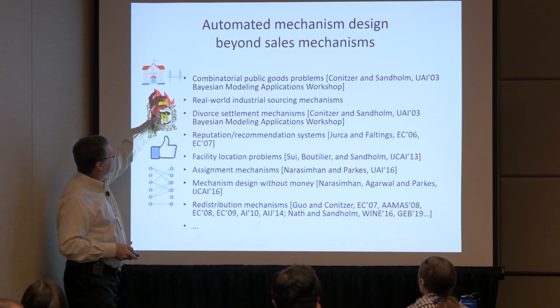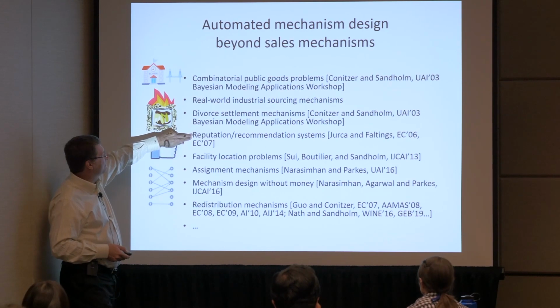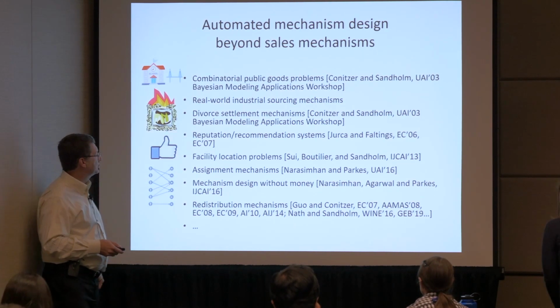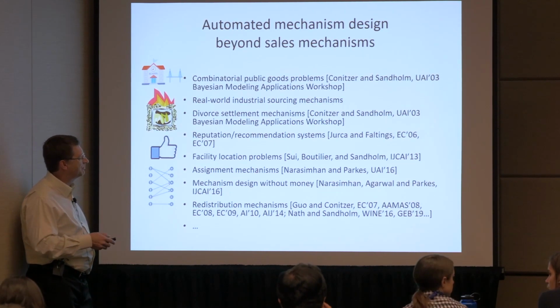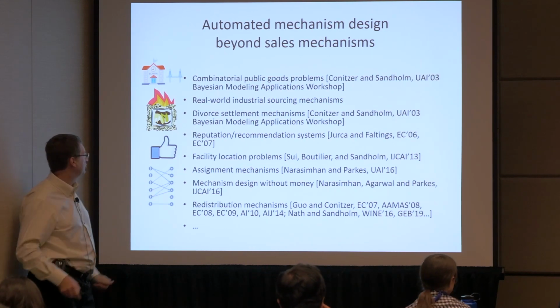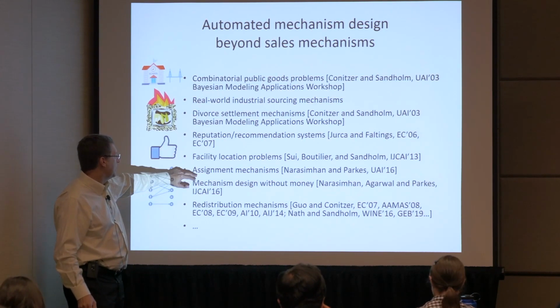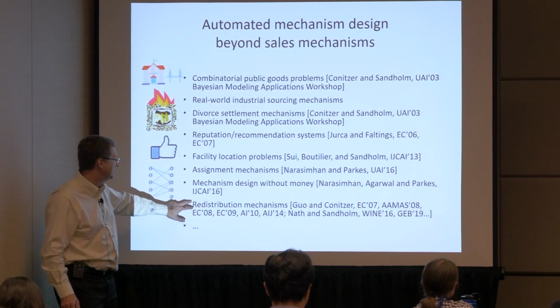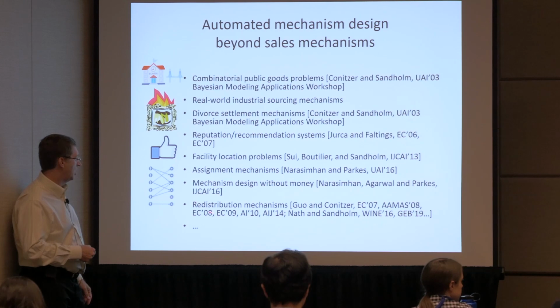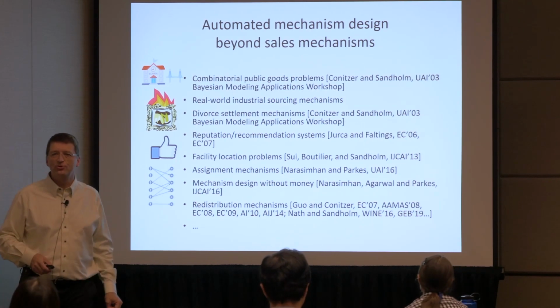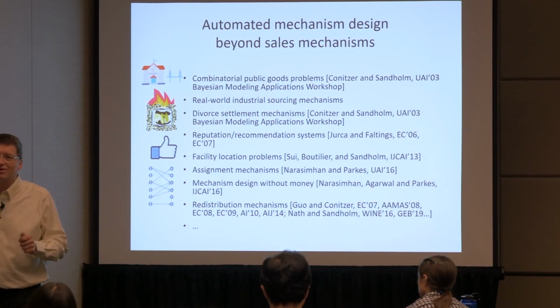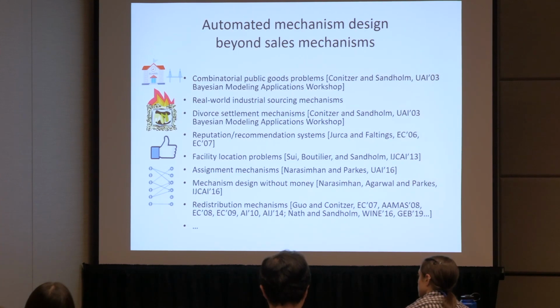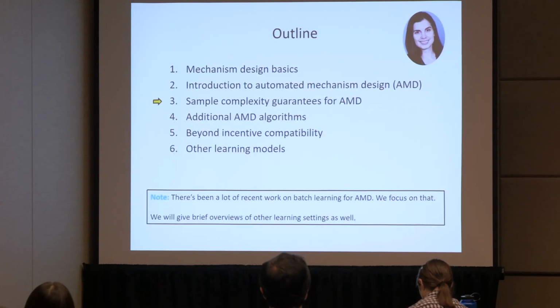Divorce settlement mechanisms, reputation and recommender systems, facility location, and that's actually the same as product portfolio selection for the future. Very interesting things there. Assignment mechanisms, mechanism design without money, and redistribution mechanisms. There's a whole literature on redistribution. Redistribution is very difficult, and that's actually, together with combinatorial auctions, one of the real success stories of automated mechanism design. So let me leave it at that.